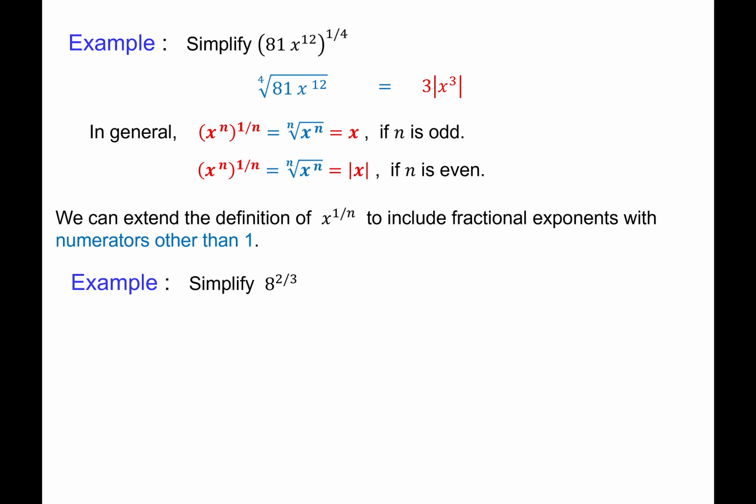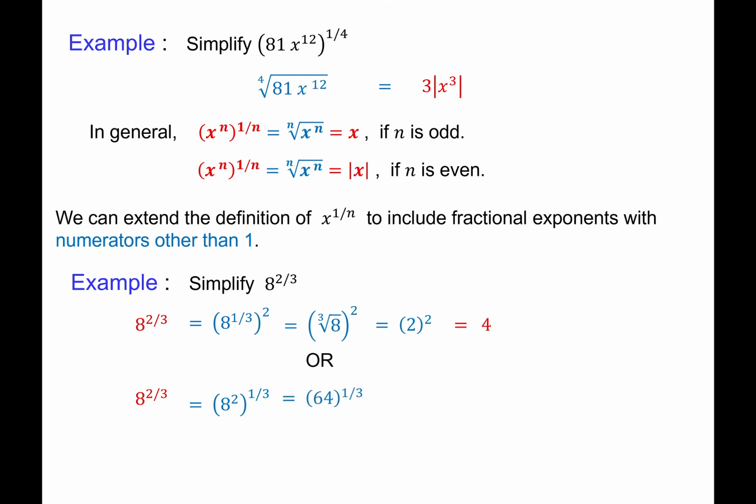Simplify 8 to the 2/3 power. So 8 to the 2/3 is equal to 8 to the 1/3 to the second power, which is the third root of 8 to the second power. The third root of 8 is 2, because 2 times 2 times 2 is 8, and 2 squared is 4. So your answer here would be 4. Or you could do it the other way. 8 squared is 64. The third root of 64 is 4, because 4 times 4 times 4 is 64, so that is also 4.